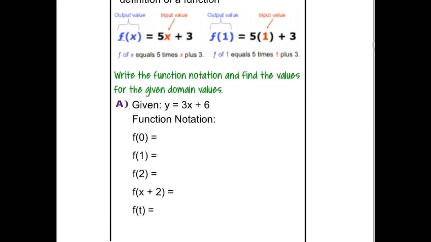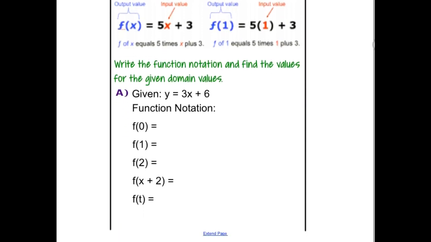So when we write the function notation and find the values for the given domain values, when we have a given equation of y equals 3x plus 6, function notation looks this way. If we have f of 0, that means we're going to take the 0 and put it into the x. So we're going to have f of 0 equals 3 times 0 plus 6. And we know that 3 times 0 is 0, and 0 plus 6 is 6.